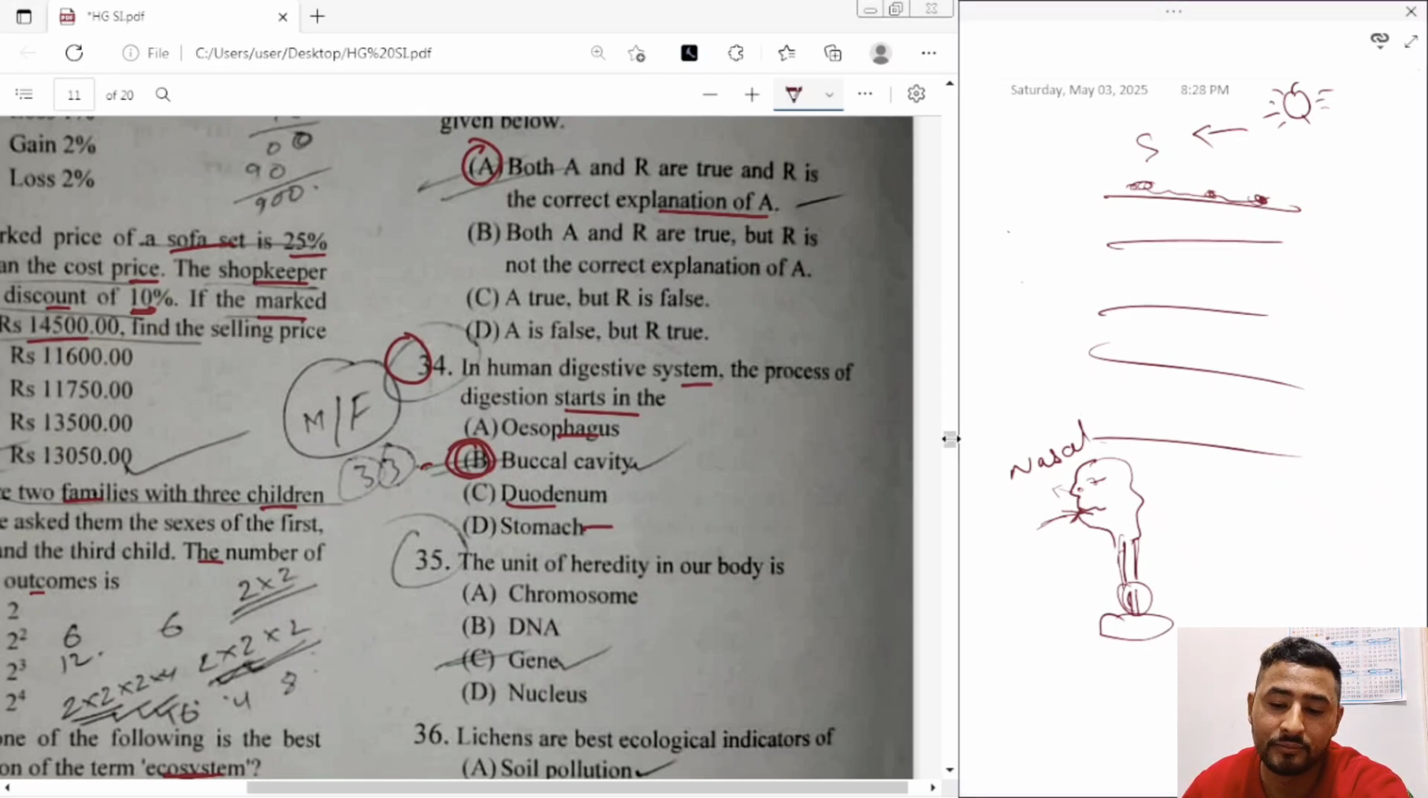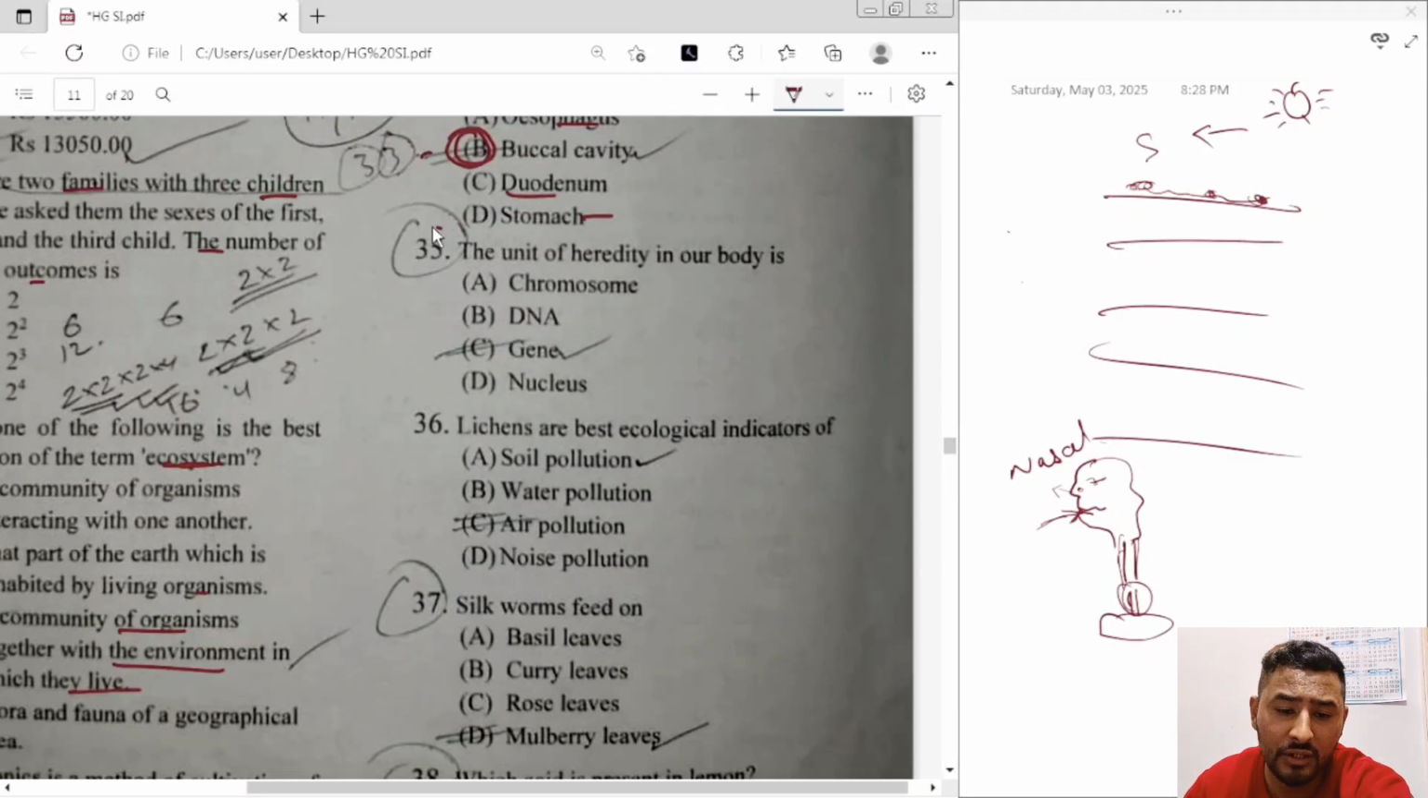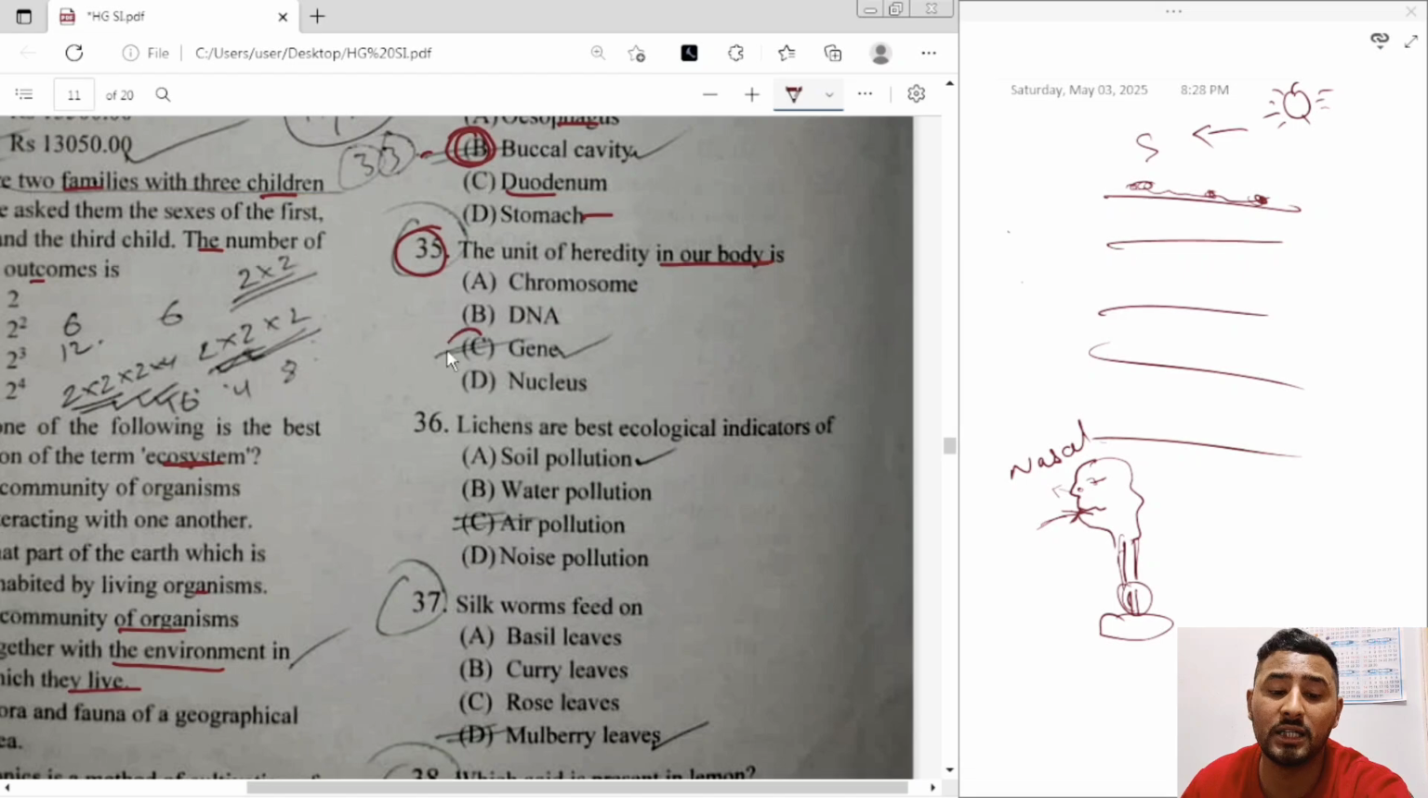Let's go next. 35. The unit of heredity in our body. Don't be confused with DNA. That's a gene. The unit of heredity is the gene.